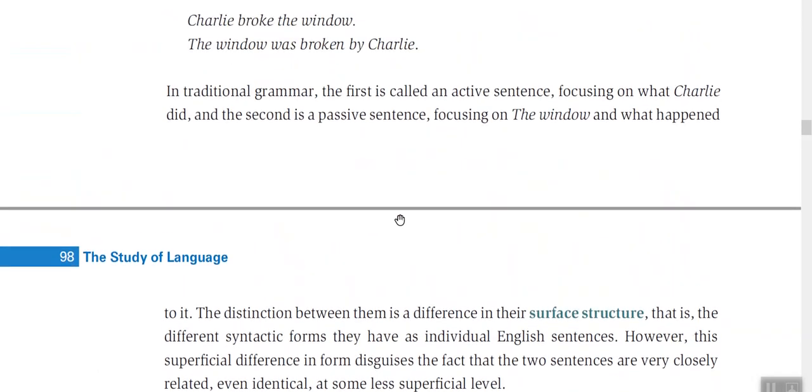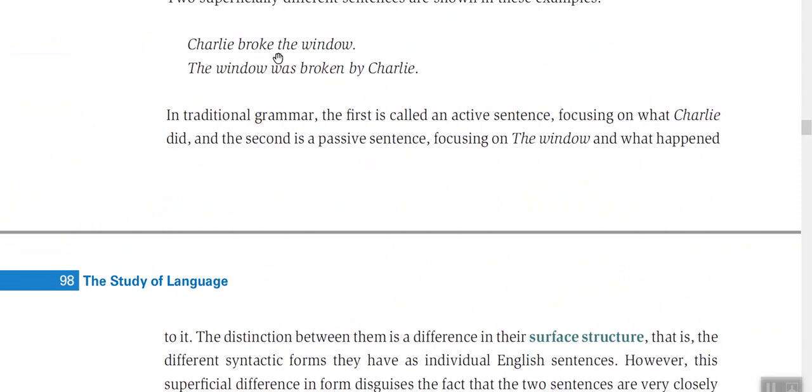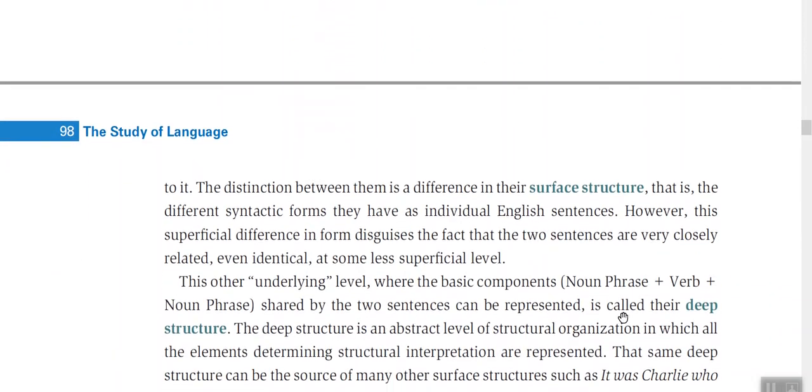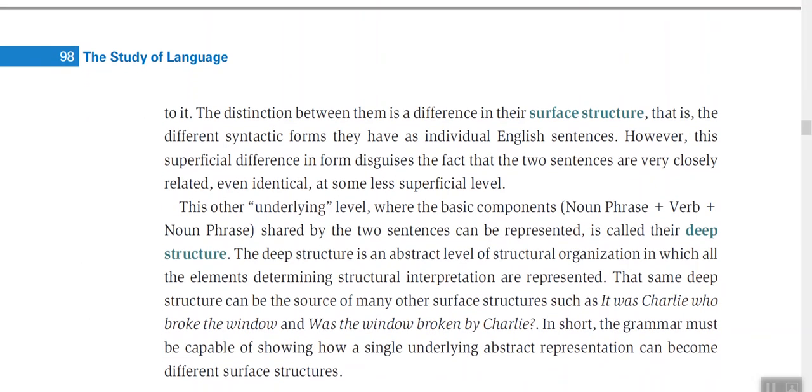Here in the sentence, what do we have? Noun phrase, verb, noun phrase. So this is the deep structure. What is then deep structure? Deep structure is an abstract level, something unseen, something hidden, of structural organization in which all the elements determining structural interpretation are represented.